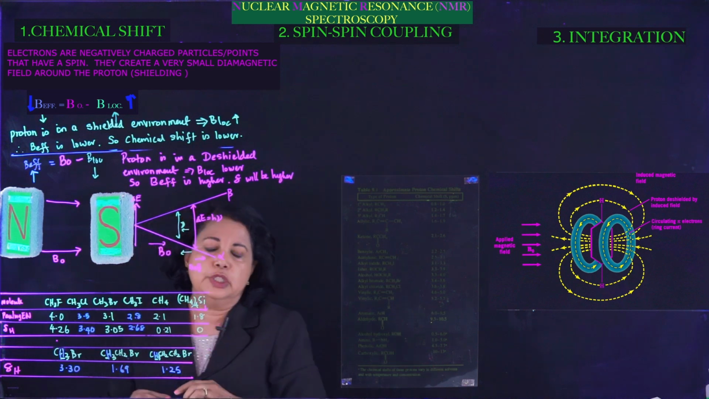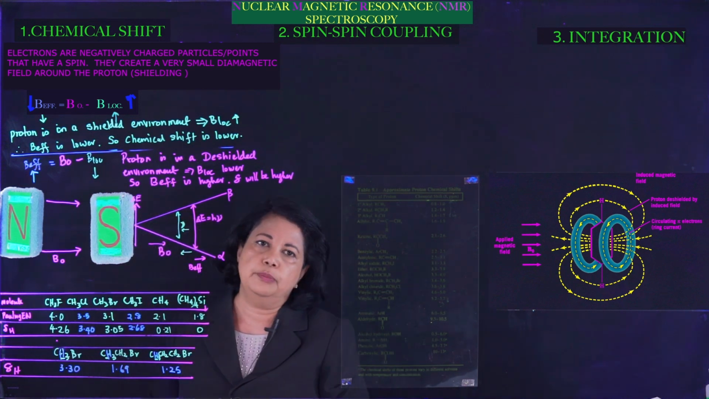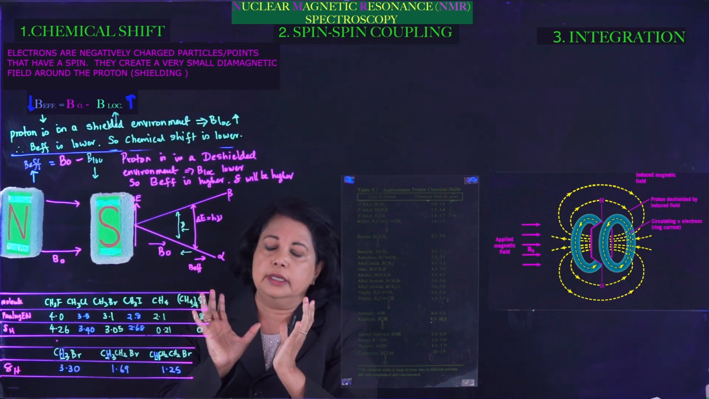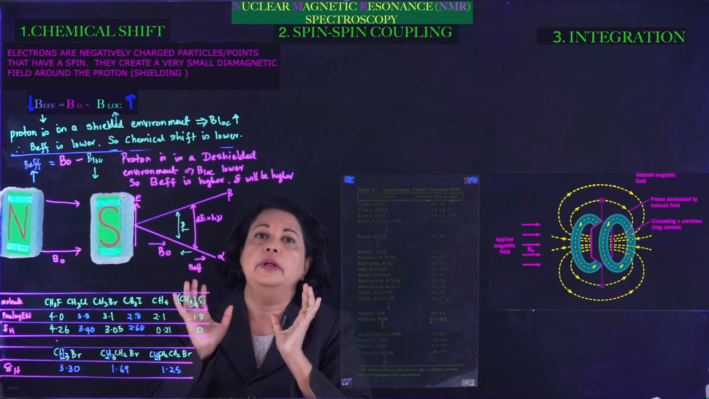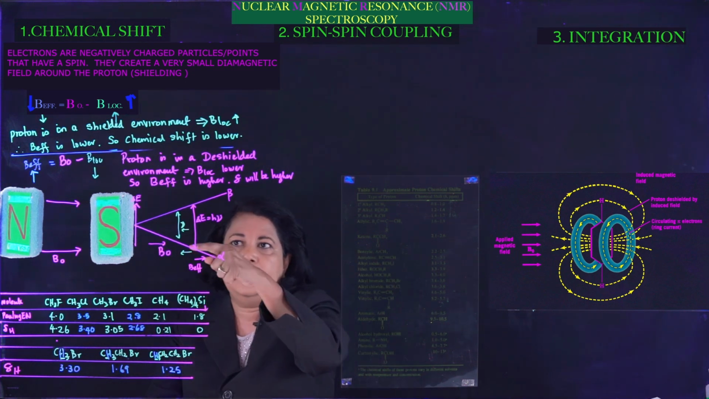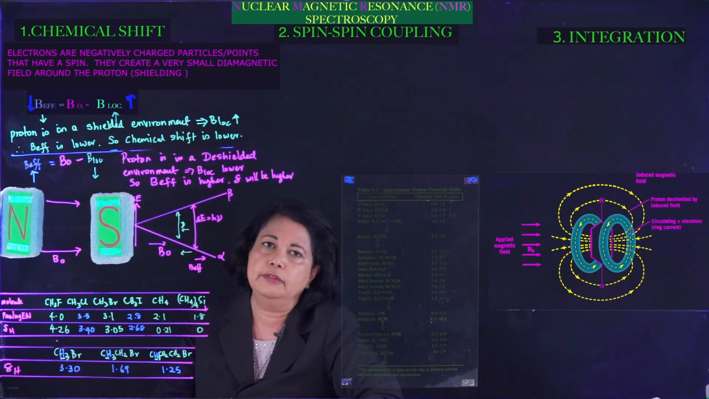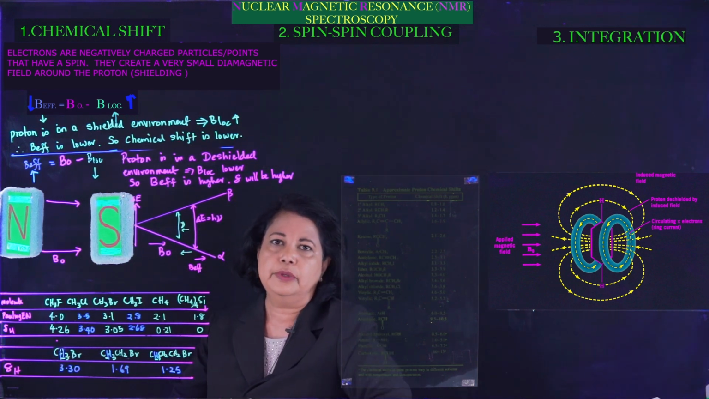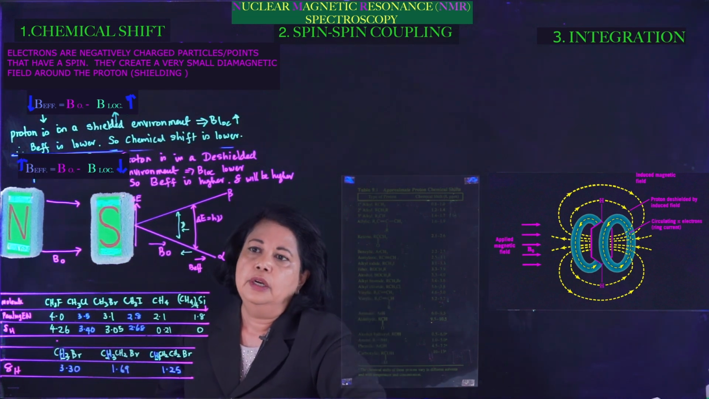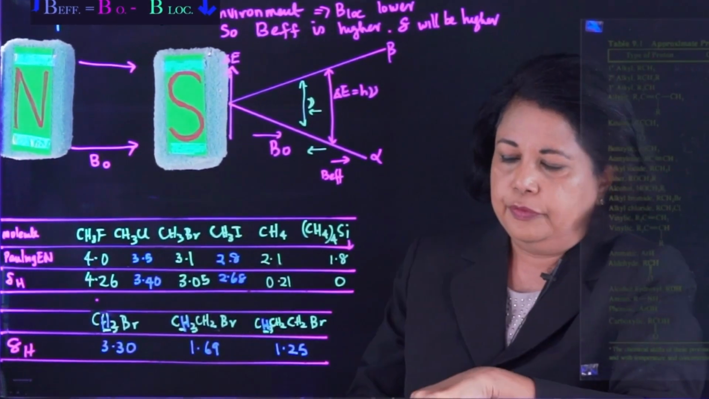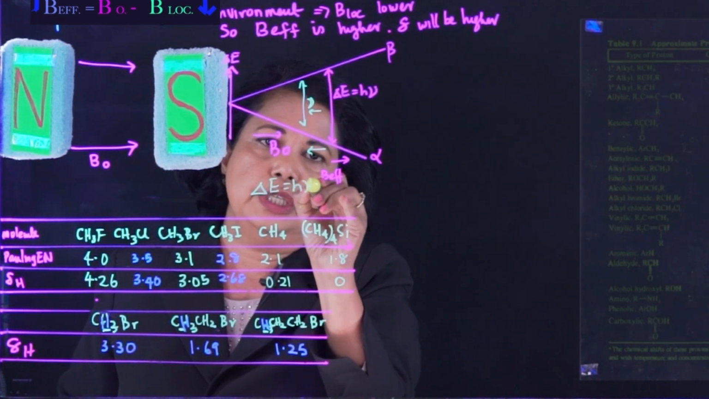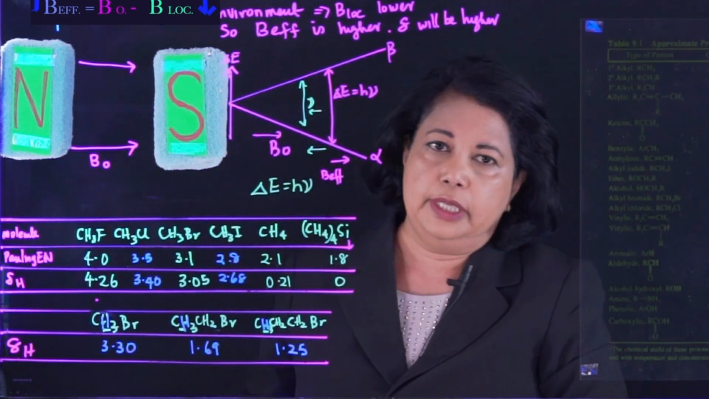So in essence, what we are trying to say is that if your protons are in an environment with lots of electrons around it, it's going to be shielded from the magnetic field of the machine. And therefore, it takes less energy to flip the spins from alpha to beta state. So when you have less energy to change the spin from alpha to beta, your frequency is also going to be lowered because E is equal to h nu. Lower the energy, lower the frequency.